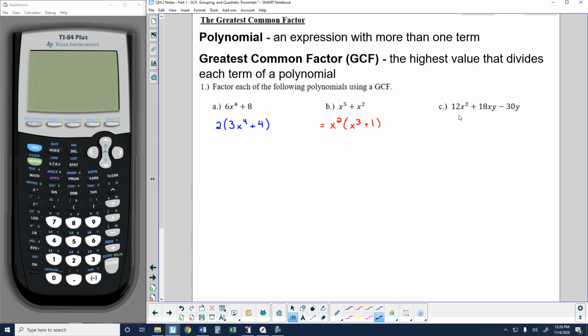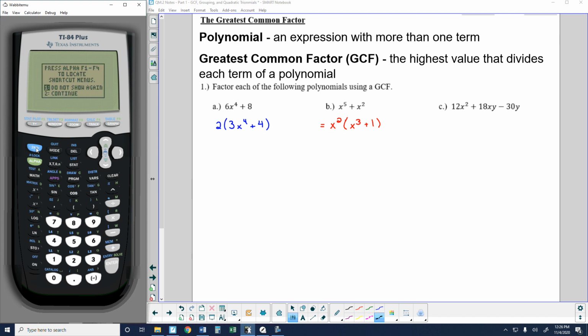So in C, I want to find a GCF for all three of these terms. Let me first look at variables. So the first term has an x squared, the second term has an x and a y, and the third term has a y. So none of these three terms have the same variable in common for each of them. So a variable is not going to be a part of our GCF. Now we have to find numbers that could divide 12, 18, and 30.